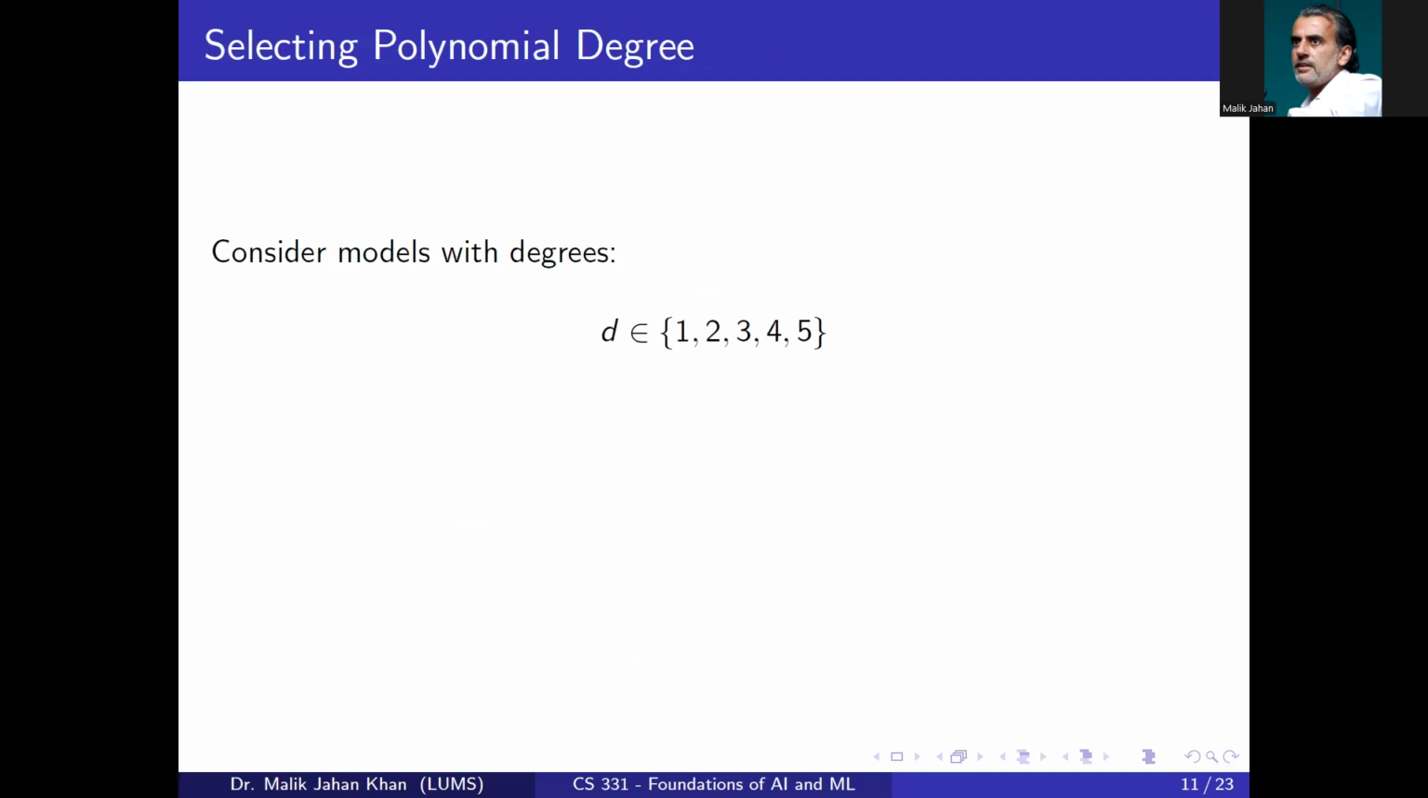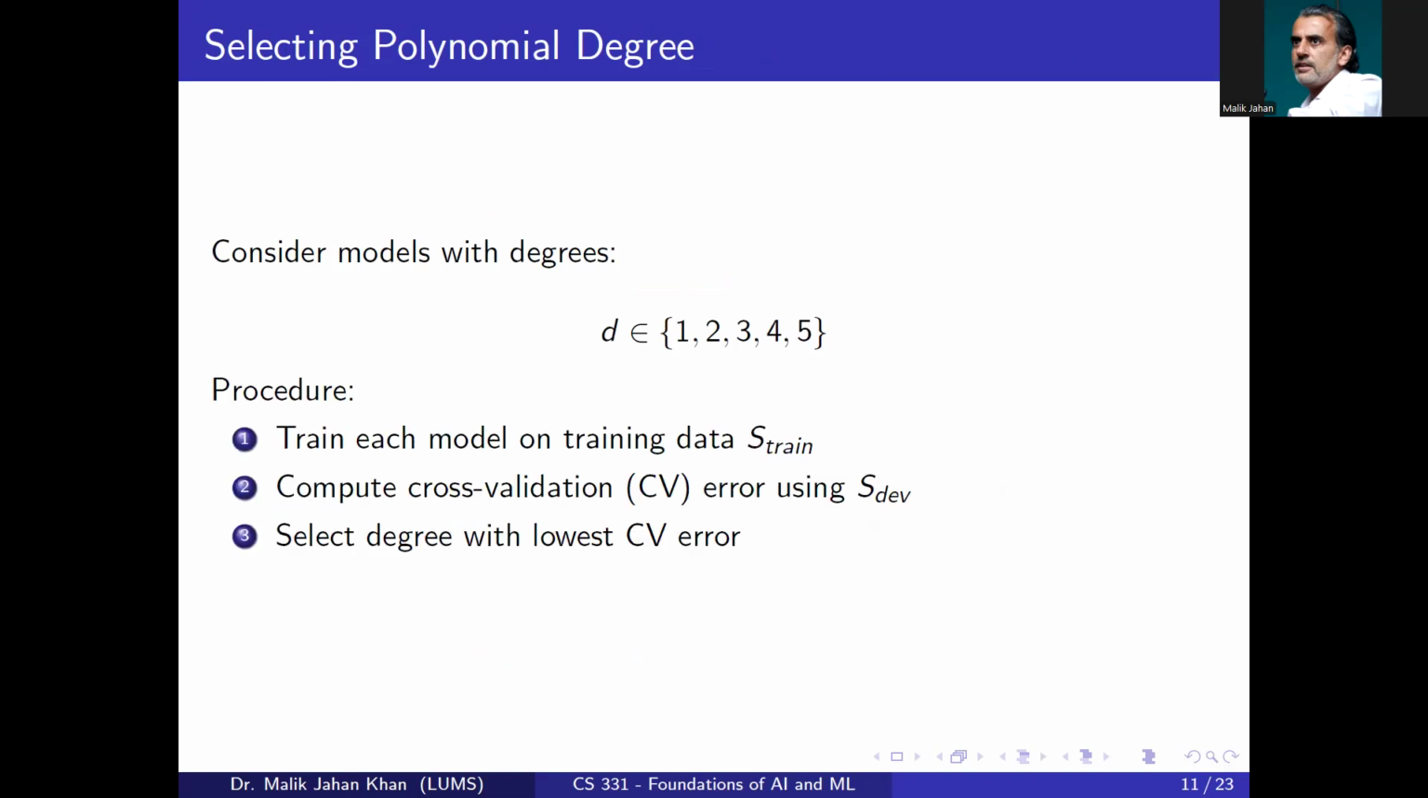Okay, so let's have a look at some possible model choices. For example, we have a pool of models with different degrees of polynomials. So 1, 2, 3, 4, and 5 are the candidate degrees. What we'll do is train each model on the training set Strain. We'll compute the validation error using Sdev for each of those degrees. Once we have the validation error for all of those degrees, we'll choose the degree which gives us the lowest validation error.